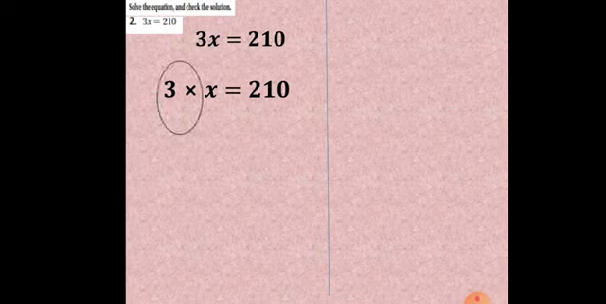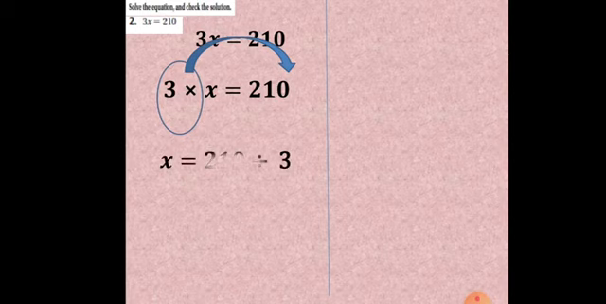So what do you have to do? Circle the number and the symbol, and move them to the other side. What happens to the multiply? It becomes divide. So your equation will be x is equal to 210 divided by 3, which is equal to 70. 21 divided by 3 is 7. You simply put the 0 there. Now let's check.